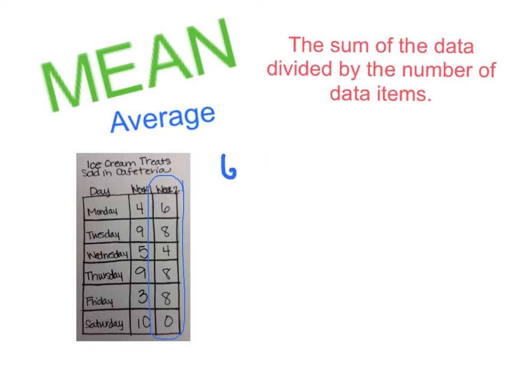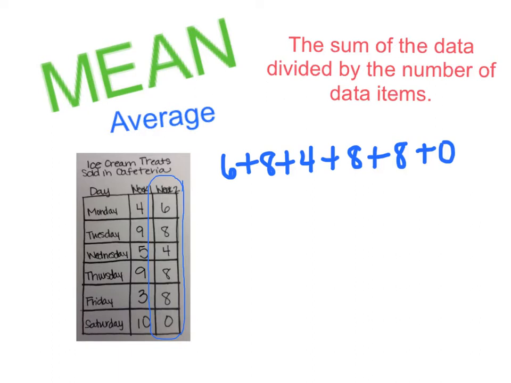So I'm going to take 6 plus 8 plus 4 plus 8 plus 8 plus 0. And you do have to include that 0 in your data set because on a day that they sell none, it's still important to include in your average. So you're going to add those up.